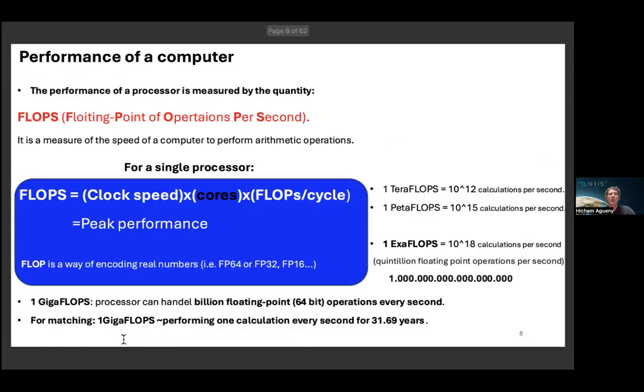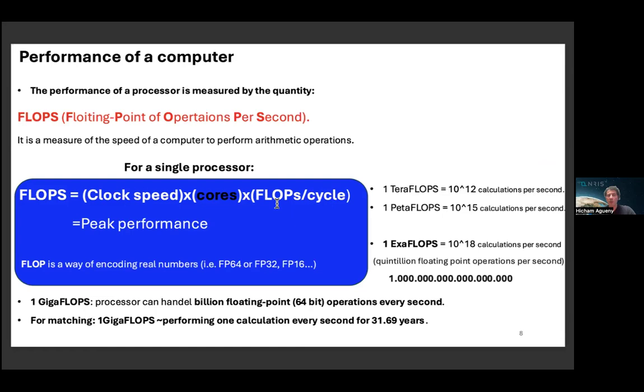So talking about flops, let's see how we define flops. Flops is a quantity that helps measure the performance of a processor. It's the abbreviation of floating point operations per second. And the theoretical peak performance is measured based on a formula, and you can see that the flops is proportional to the number of cores.